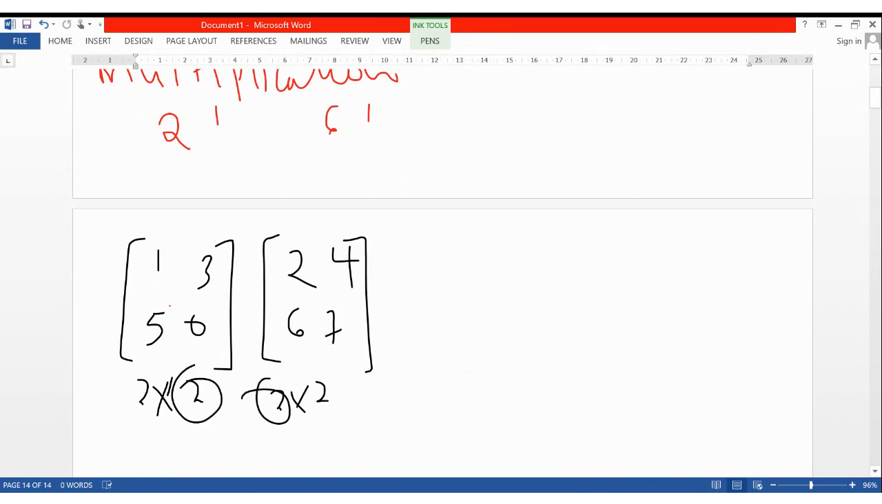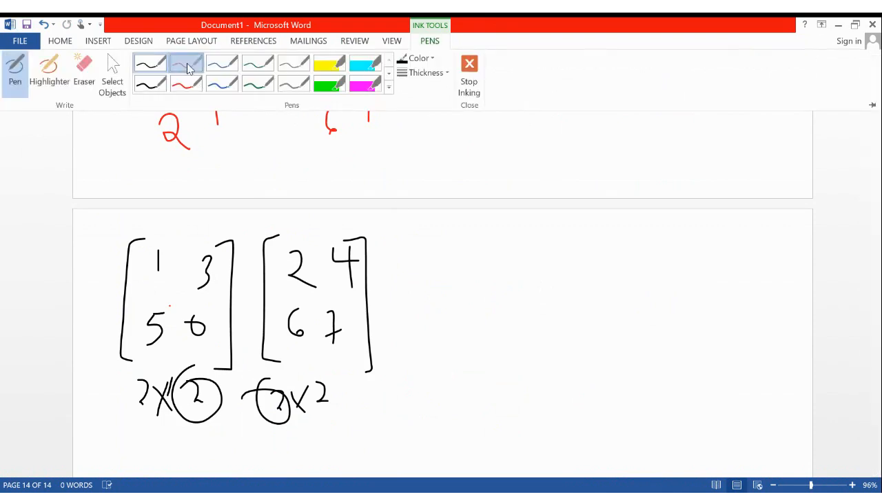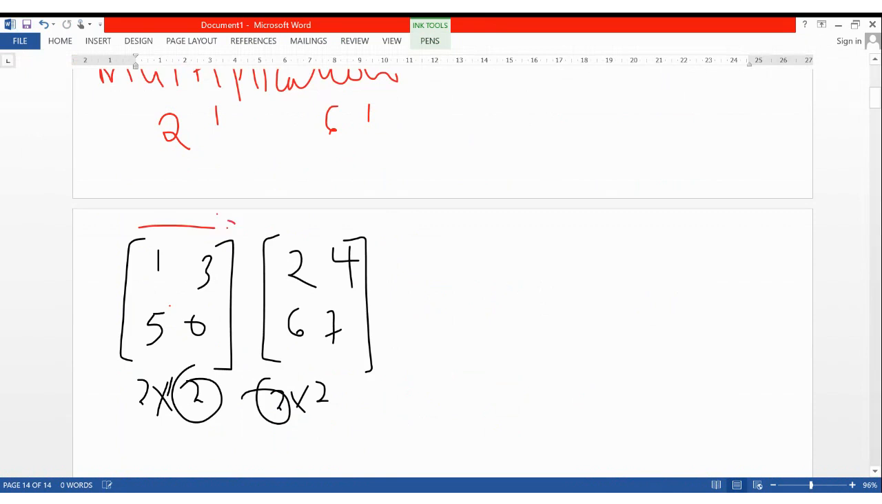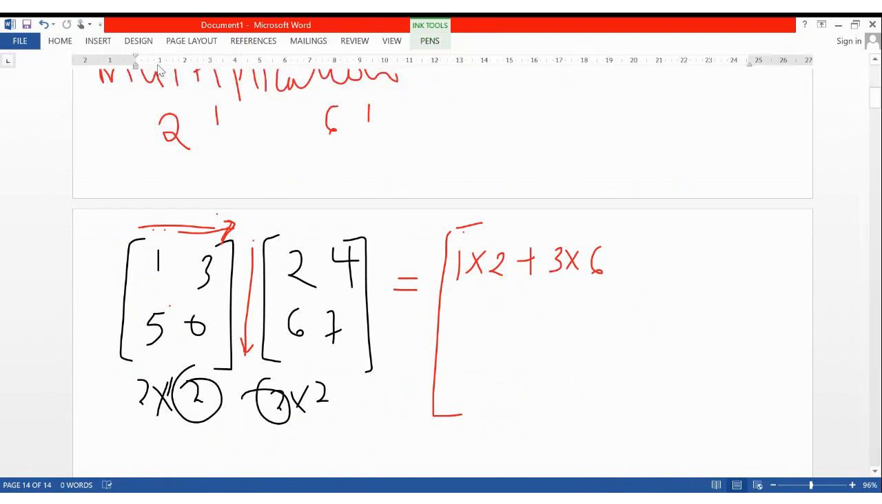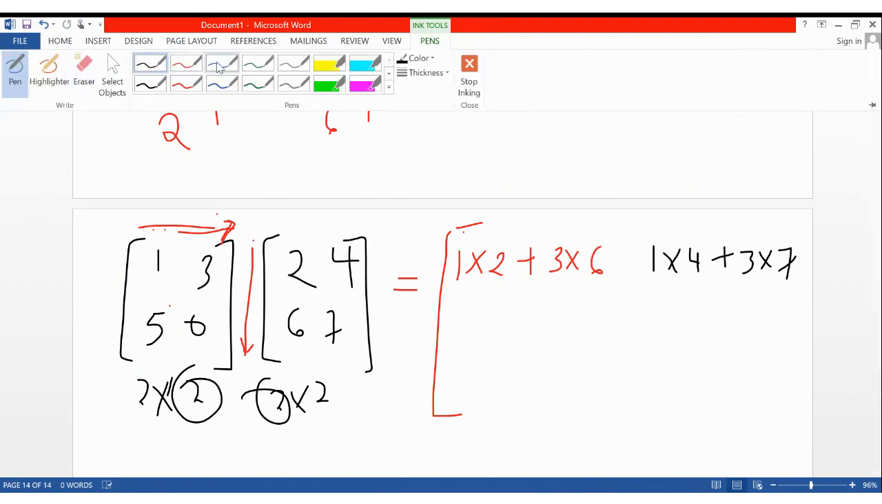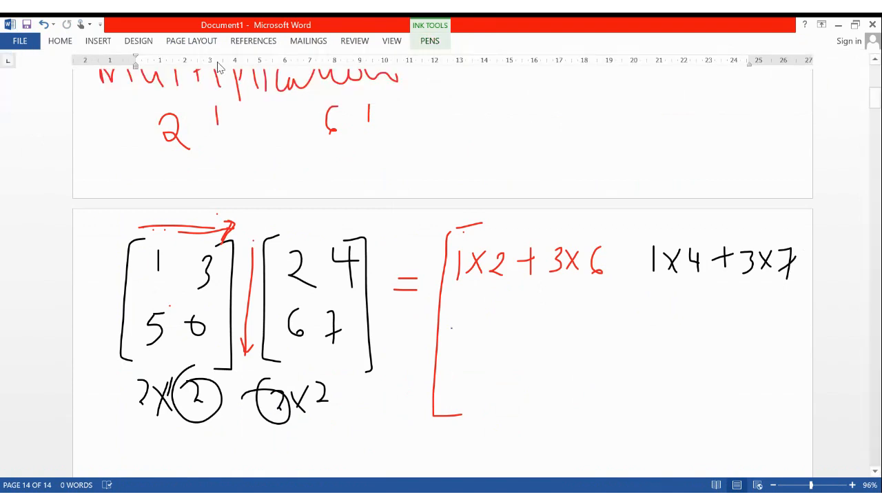So how do you multiply such a matrix? This is how we do it. We move from the row to the column for the first entry. So row and then column. For the first entry, I'll multiply 1 times 2, then 3 times 6. The second one, I'll multiply 1 times 4 and then 3 times 7. If I move to the lower row, I multiply 5 times 2, again row column, plus 0 times 6.